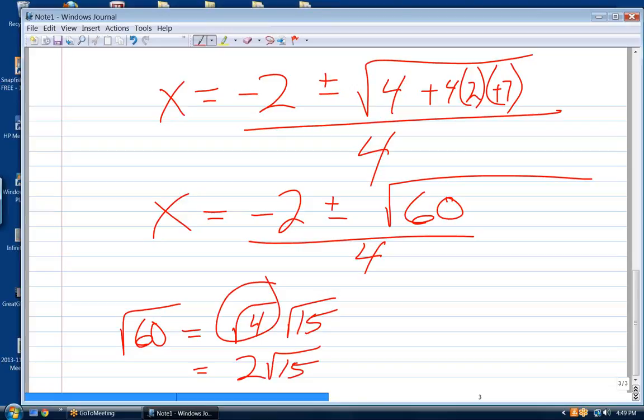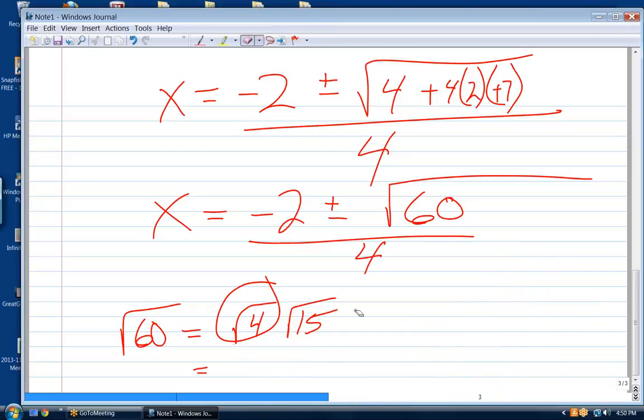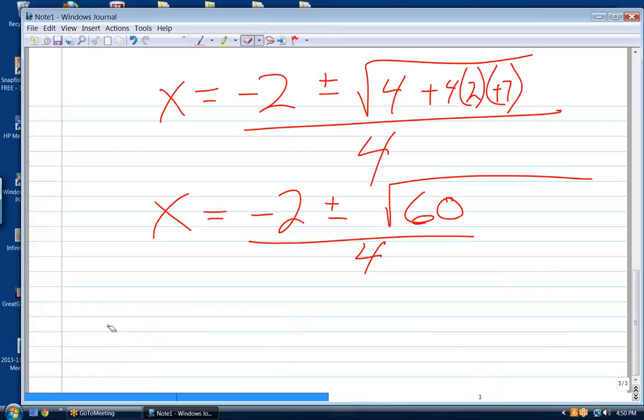Yeah, I usually use, have you heard of the tree method? Yes, I have. Where I usually take 6, just use that. So you break that into 30 and 2, and then you break that into 15 and 2. And since you have two 2's, you have 2 squared times 15, and when you take the square root of 2 squared, you get 2. Okay. So I can replace my square root of 60 with 2 root 15.